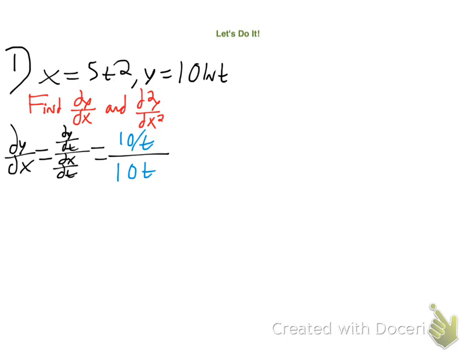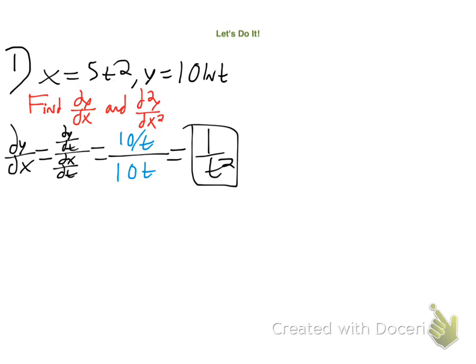Okay, so here we are. I mean, this is it. This is our answer, just with a little more simplification. So this would be 10 over 10t. The 10's cancel out, so we just have 1 over t squared. So this is it. This is our dy dx, our derivative. Okay, so there you go.